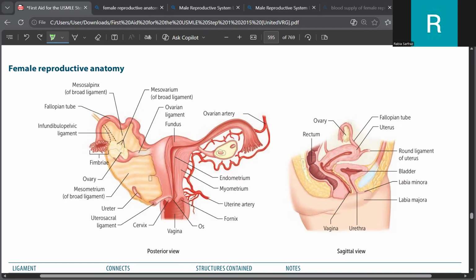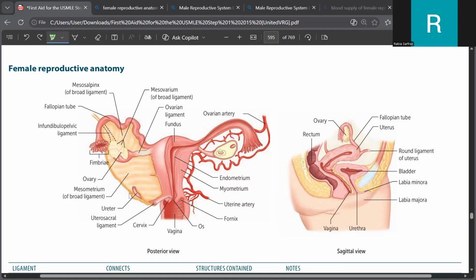It comprises of mesometrium, mesovarium, and mesosalpinx. So mesosalpinx is for the fallopian tubes. It is attached to the fallopian tubes right here. And mesometrium is for the uterus, and it is attached to the uterus right here. And mesovarium is for the ovaries, and it covers the ovaries right here.